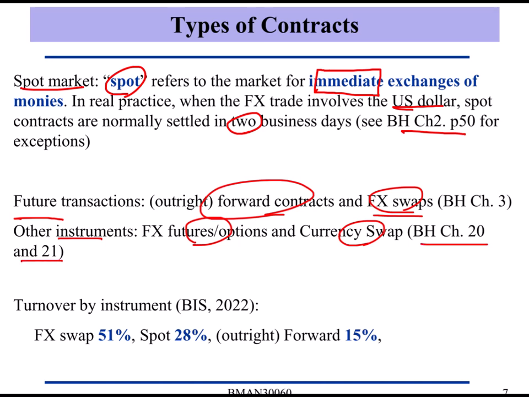In terms of trading activity, trading volume, the BIS 2022 report says 51% of the total FX trading activity, $7.5 trillion, is FX swap. So FX swap is the biggest trading form of FX. And next one is the spot transactions and outright forward transactions.